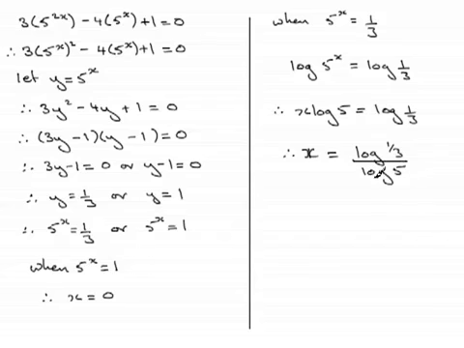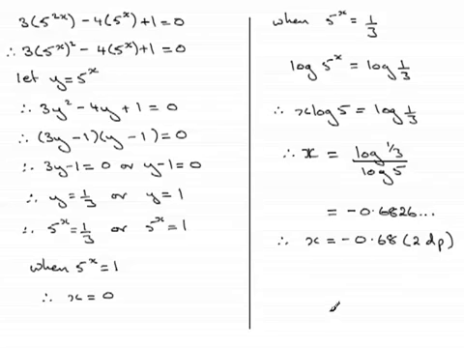And you need to use your calculator now to work this out, but if you do, you'll find that you get minus 0.6826 and so on. So in other words, x is equal to minus 0.68 to 2 decimal places.